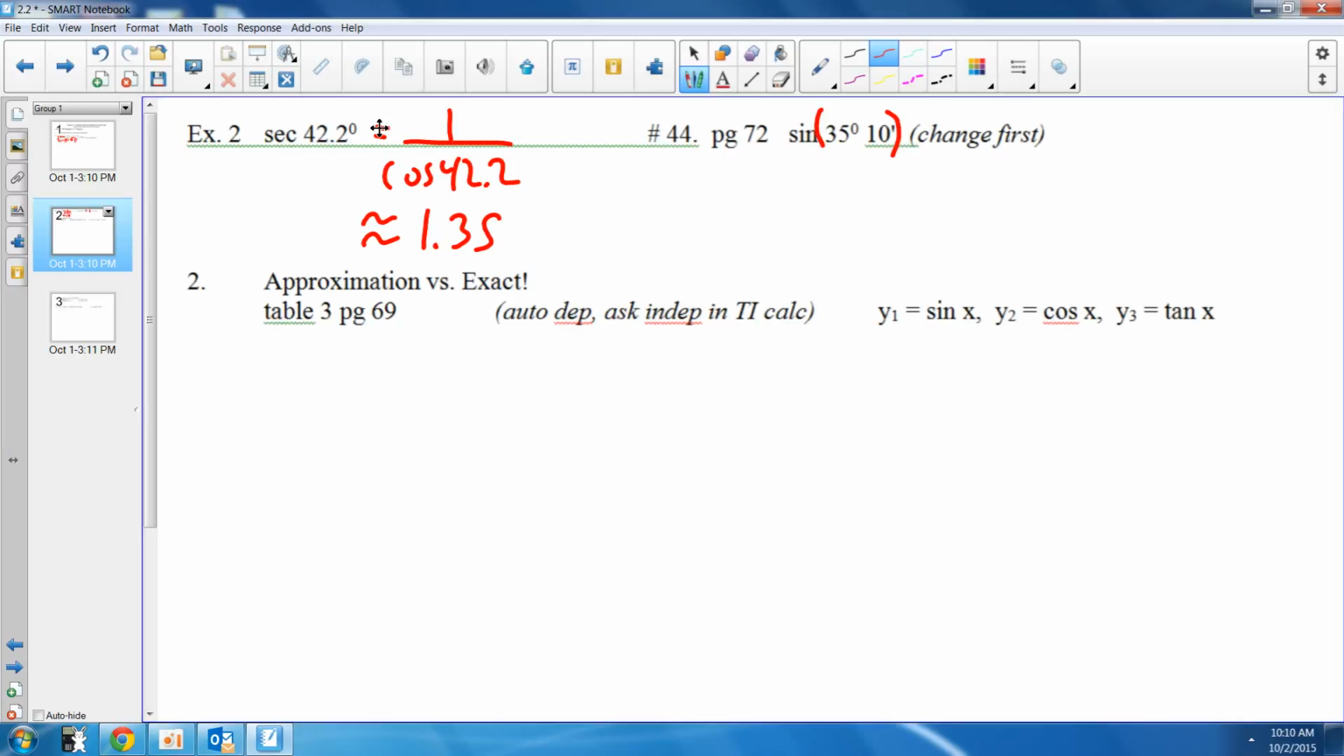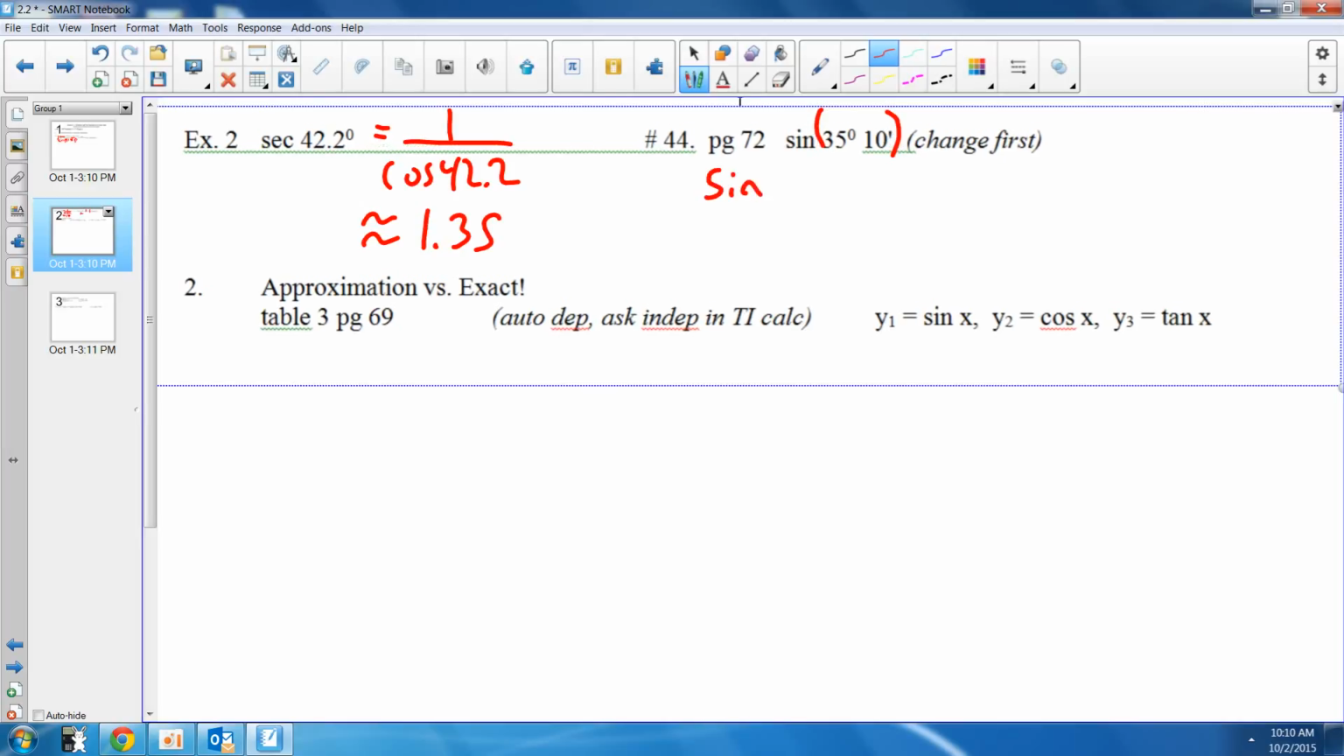So to help you with this, what I'd like to do is write down the sine of 35 degrees, that's fine, but I want to change the 10 minutes to degrees. And we know that there are 60 minutes in a degree. And so you can do this one of two ways. And I'll show you both ways, and then you just pick the way that you're more comfortable with. The first way, which is more efficient, is where you start with 10 minutes, and you're just going to say that I want to convert to degrees. Well, I know there's 1 degree in 60 minutes.